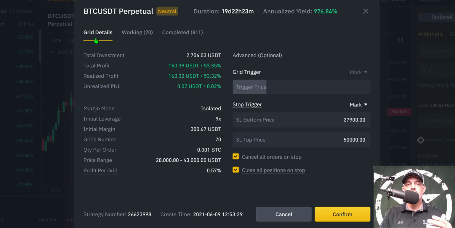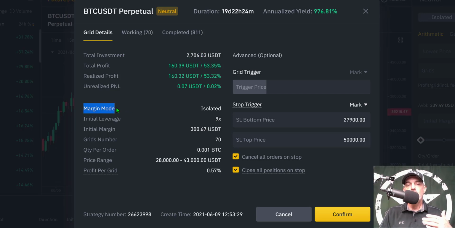Now, if we jump over to the grid details, you can see my total investment was 2,706 USDT. And so far, my total profit is $160 or approximately 53%. And the 53% is based on my initial margin of 300 USDT with an initial leverage of 9x. When you multiply 9 by 300, you get my total investment of 2,700 USDT.